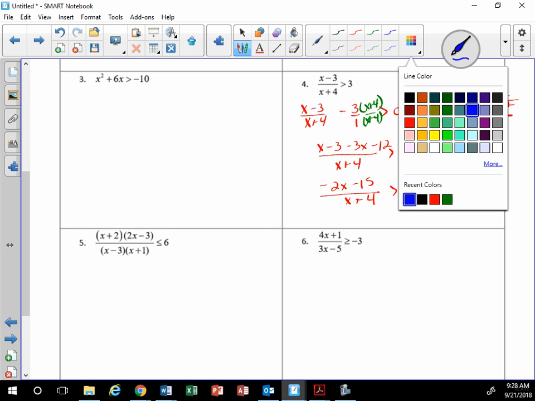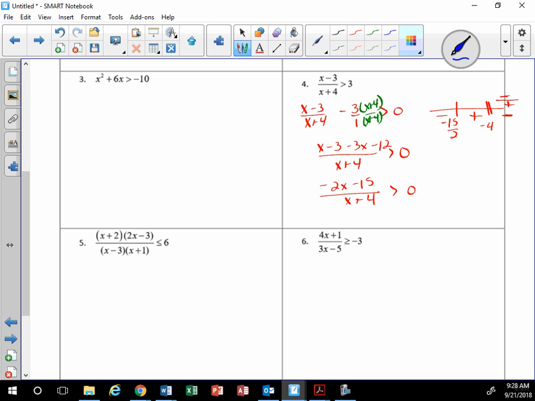Okay, so let's look at it. When is it greater than 0? It's just in the middle, right? Am I including the negative 15 over 2 and the negative 4? So that's your answer. Parentheses, negative 15 over 2, negative 4. Okay.